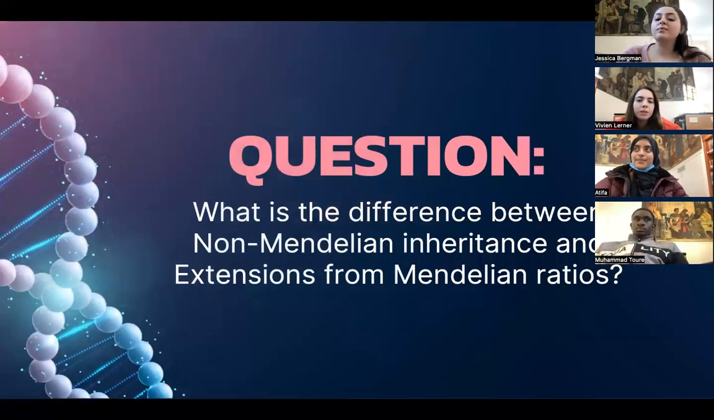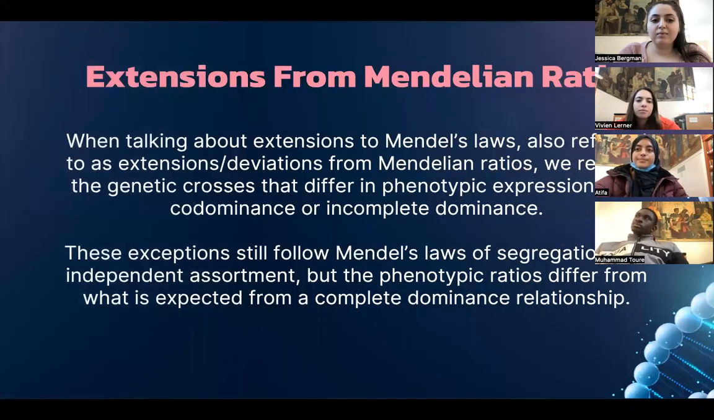And today we will be discussing what is the difference between non-Mendelian inheritance and extensions from Mendelian ratio. When talking about extensions to Mendel's laws, also referred to as deviations from Mendelian ratios, we refer to the genetic processes that differ in phenotypic expressions, like codominance or incomplete dominance. These exceptions still follow Mendel's laws of segregation and independent assortment, but the phenotypic ratios differ from what is expected from a complete dominance relationship.